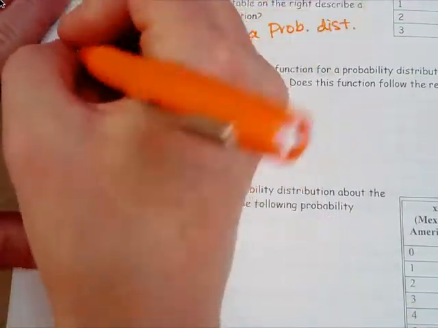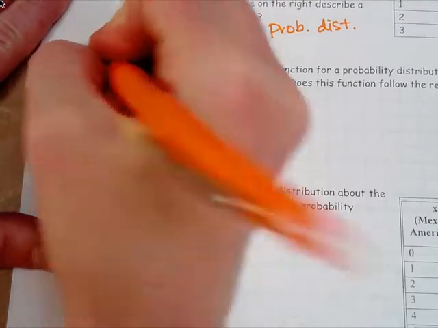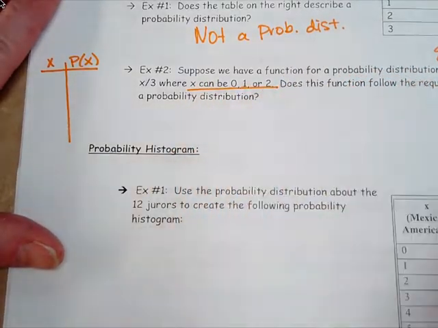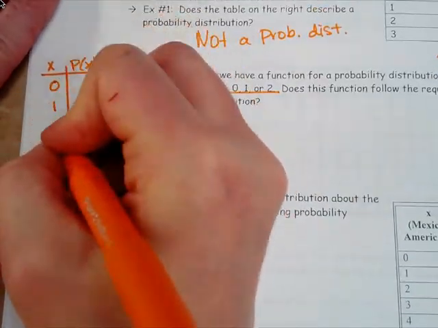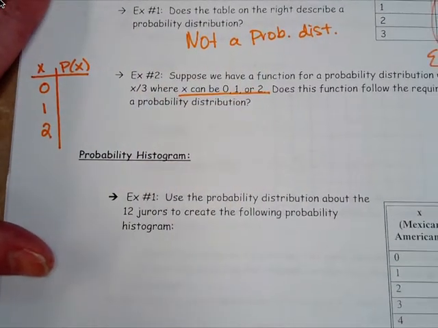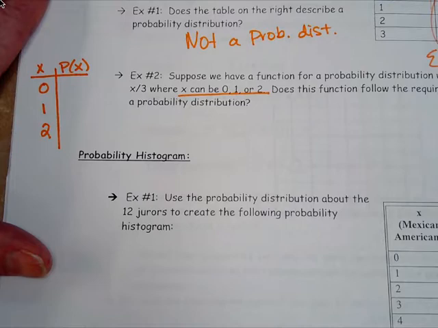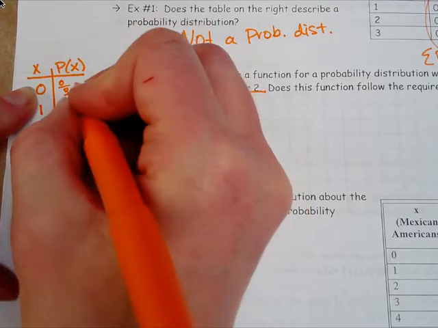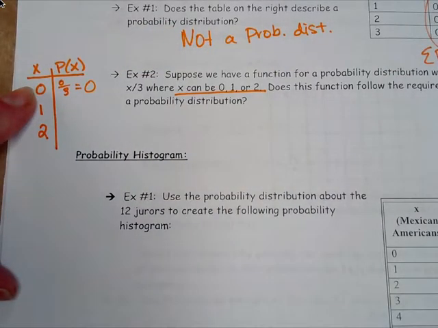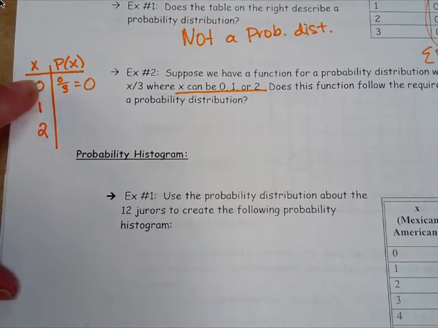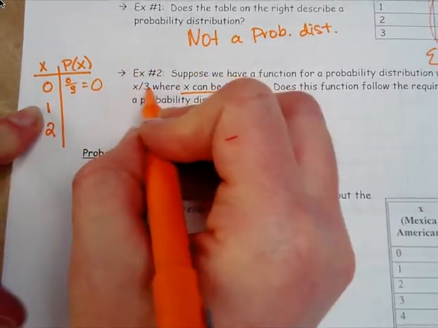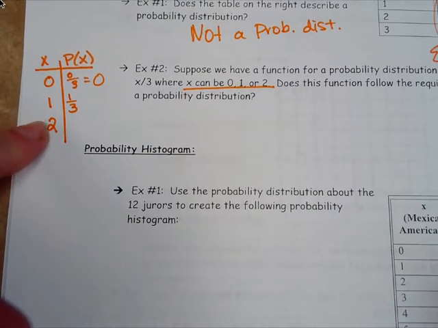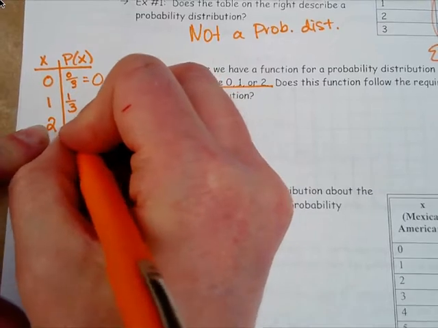This reminds me of algebra. So it says where X can be 0, 1, or 2. And the function is X over 3. So this one would be 0 over 3, which is just 0. So the probability of getting a 0 is 0. Probability of getting a 1 would be X over 3, so 1 over 3. Probability of getting a 2 would be 2 over 3.